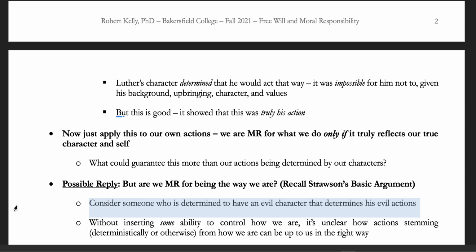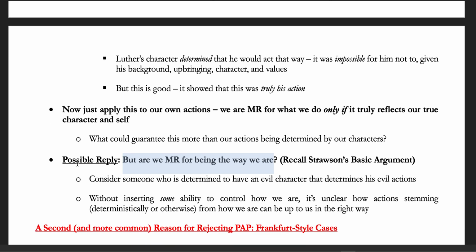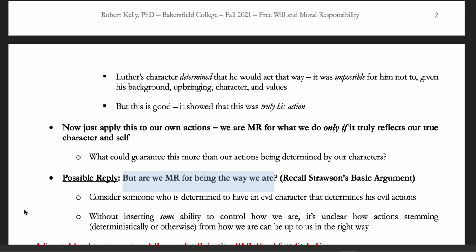Remember Frankenstein's monster. Frankenstein is just created with a character, and let's suppose it's an evil character, and that his evil character determines his evil actions. Is he responsible for that? Well, only if he chose his evil character. Only if he's responsible for the way he is. Because look, the way he is determines what he does, with no other alternatives. So doesn't he need to be responsible for the way he is, if the way he is determines what he does? And so it doesn't really seem like this initial motivation could do enough.